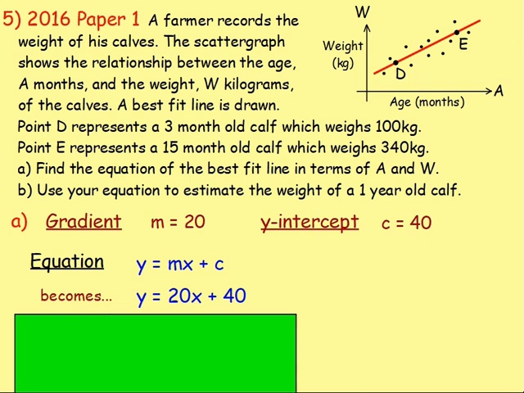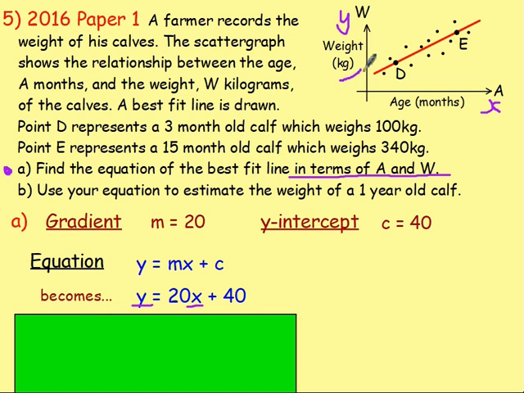What you need to do whenever you get one of these questions is go back and read the question, make sure you've answered it fully. It says here, find the equation of the best fit line, which we've done, but find it in terms of A and W, which means we're not looking for X and Y, we're wanting an A and a W. But which is which? Well, what you do is you look at your x-axis and your y-axis. Remember, this here is our x-axis, and this here is our y-axis.